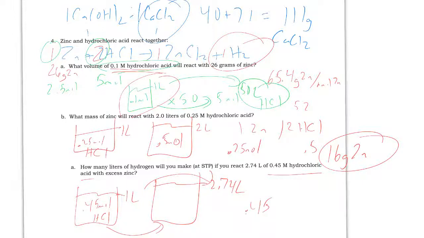0.45 times 2 would be 0.9. And 3/4 of 0.45 is about, let's call it 0.3. So that's 1.2 moles of HCl. And if that's 1.2 moles of HCl and it's a 2-to-1 ratio, then that means that we've got half of that, which is 0.6 moles of H2.